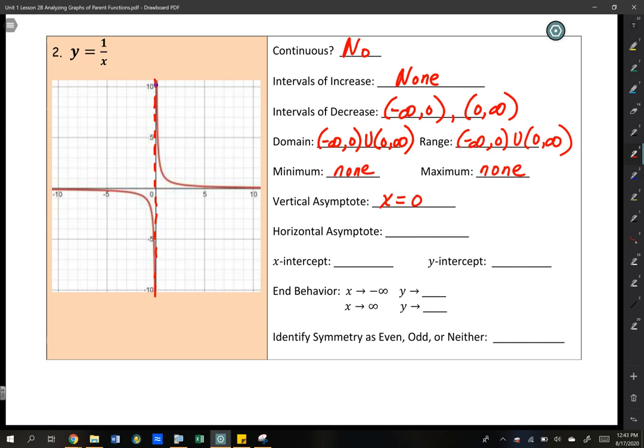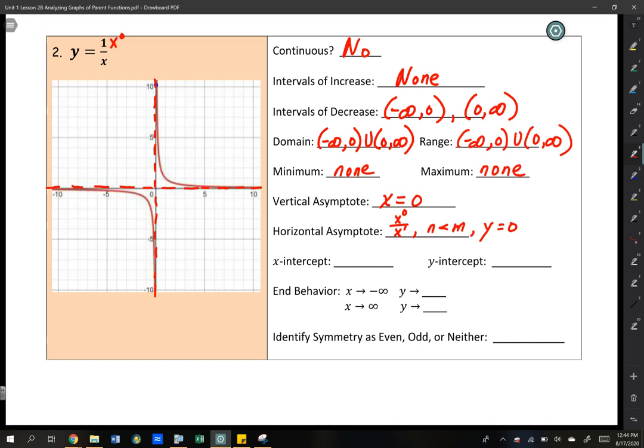And for a horizontal asymptote, we look at the degrees of the numerator and denominator. So in this case, we've got x to the 0 over x to the 1, because this is really an imaginary x to the 0. Anything to the 0 power is 1. And so the degree of our numerator is less than the degree of our denominator. I'll just make a note, n is less than m. So y equals 0. We have a horizontal asymptote at y equals 0.